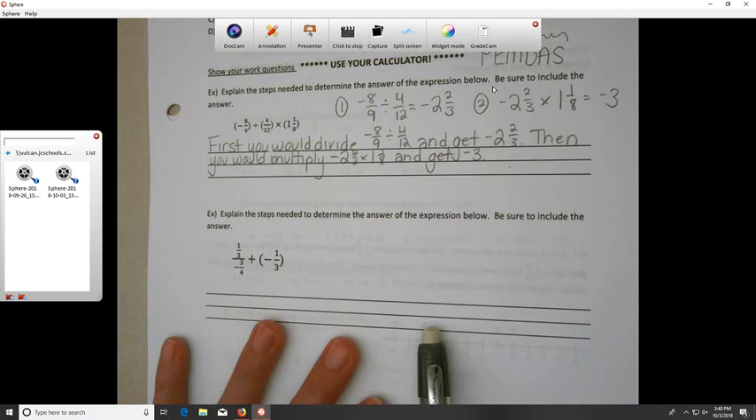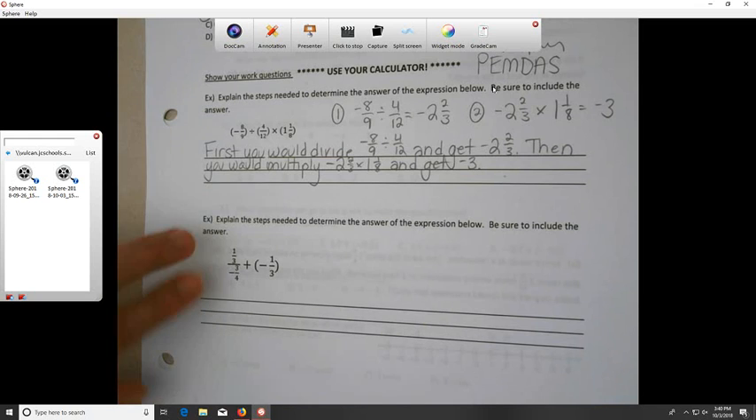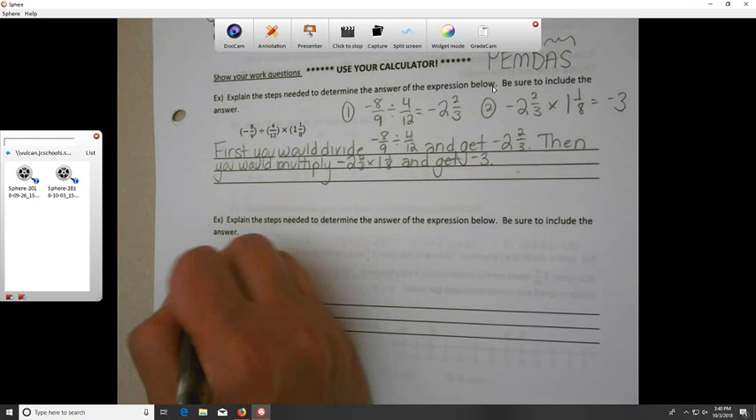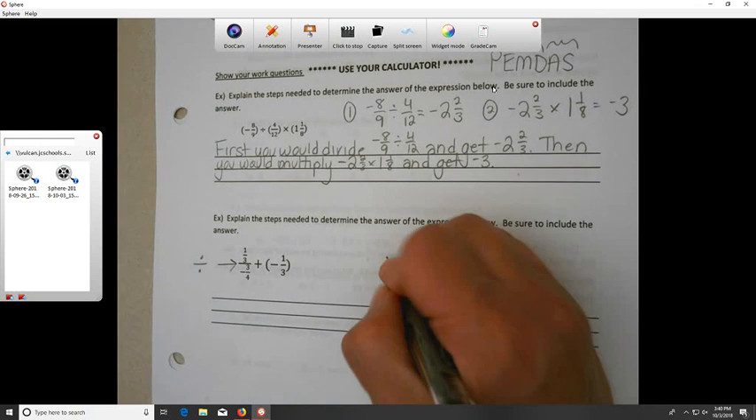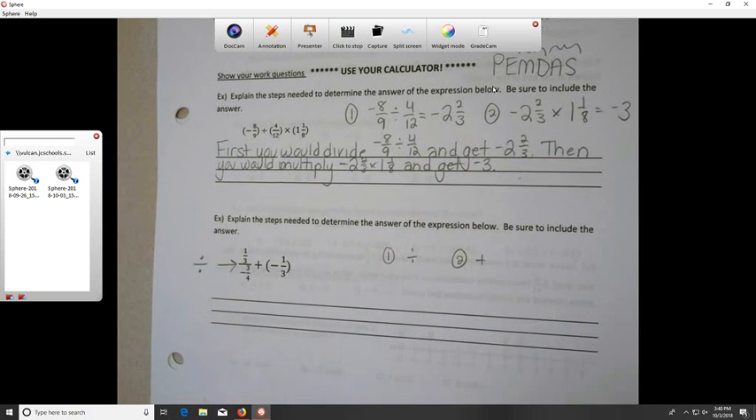The next question is really the same thing. I'm not going to go through this one, but I'll just point out right here, you have to understand that this is division. Okay? Fraction is just another way of writing division. So in this one, first you would do the division according to order of operations, and then you would do that addition part.